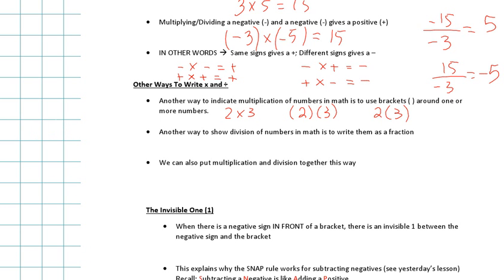Okay? Division, you can write it in two different ways. You can write it as 2 divided by 3, or 2 over 3. They're the same thing. Okay? They're both division. Are we okay with this? Yep.